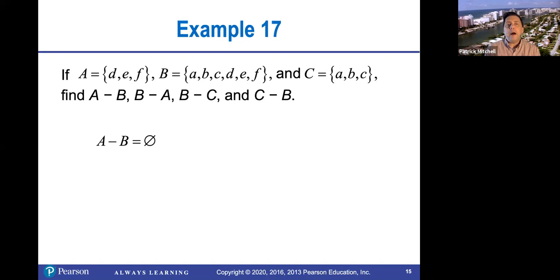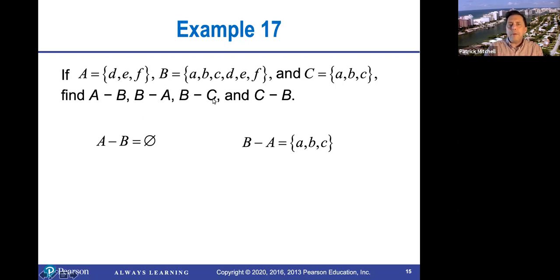All right, but the complement of A relative to B is another story. So let's look at B, and then we'll throw out things that also belong to A. So we're throwing out D, E, and F, but we're left with A, B, and C. So the complement of A relative to B would be A, B, C.